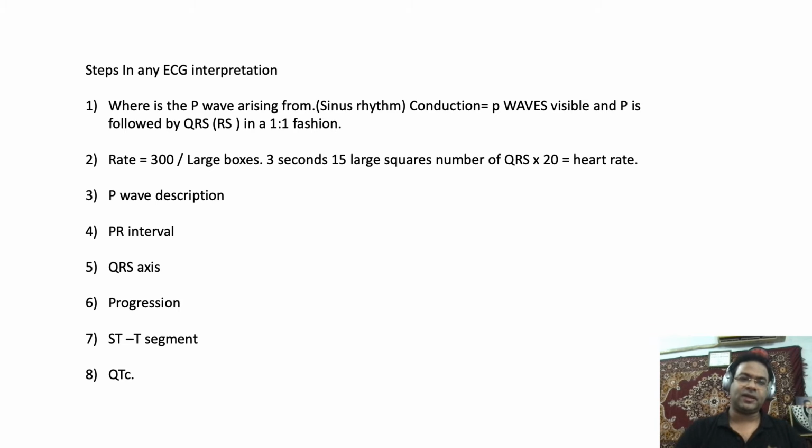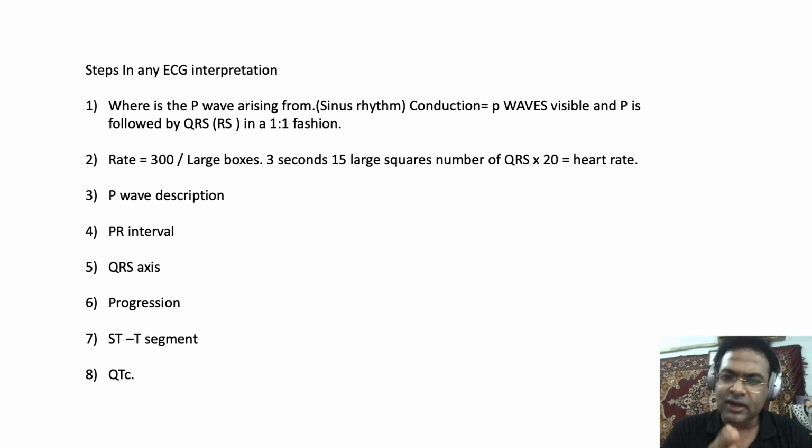The thing is how to describe any ECG. Well, it's very simple. We talked about P waves, we talked about QRSs, we talked about all these, but how to put it together? Every ECG, you need to describe 8 parameters. First is where is the P wave arising from? If it is arising from the sinus node or not. We will talk about how you make that out. If it is arising from the sinus node, you call it sinus rhythm.